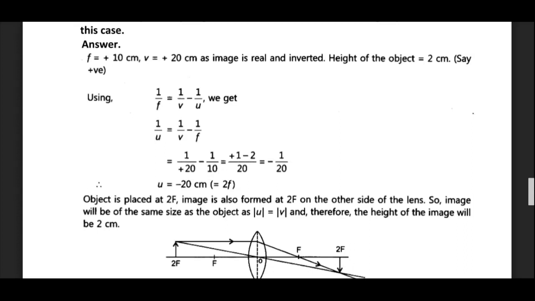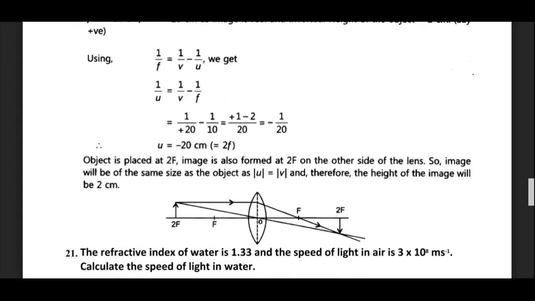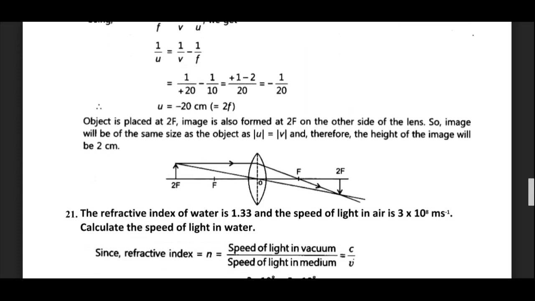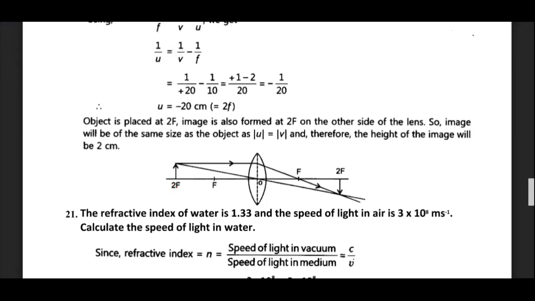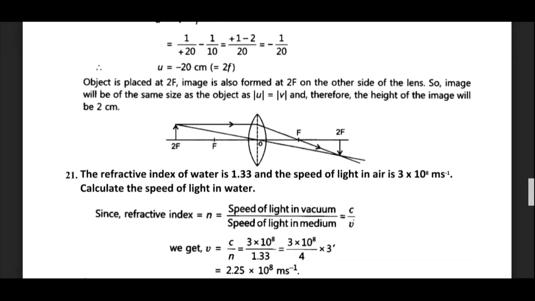So in this case, after doing the calculation work, you will get u is equal to minus 20 centimeter, which will be equal to twice of focal length, right? So after judging this, it is twice of focal length. Again, that same figure will be drawn over here, right? In this case, you just label the object as AB and the image as A dash B dash.